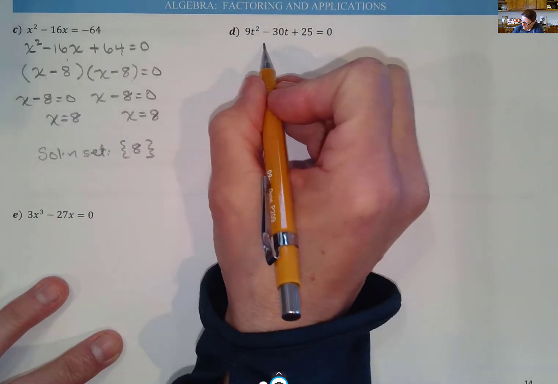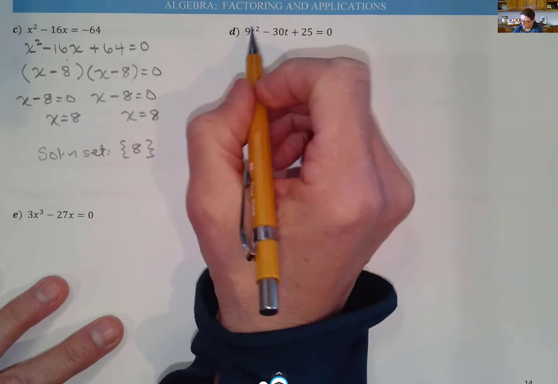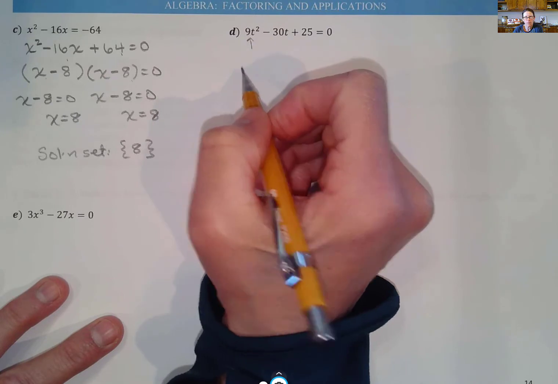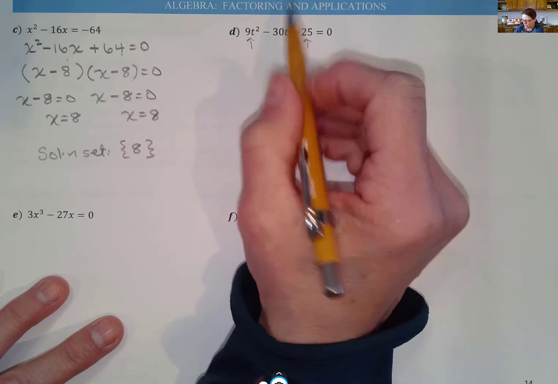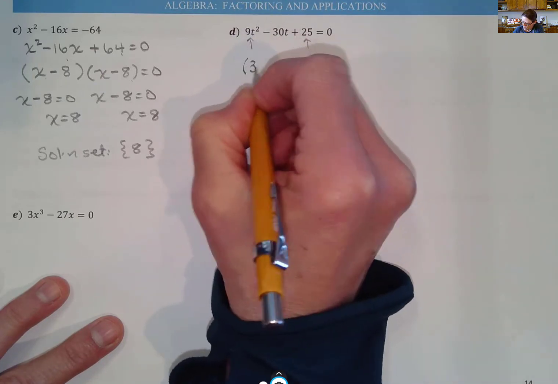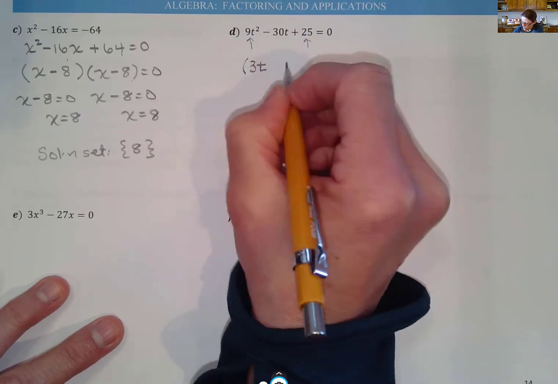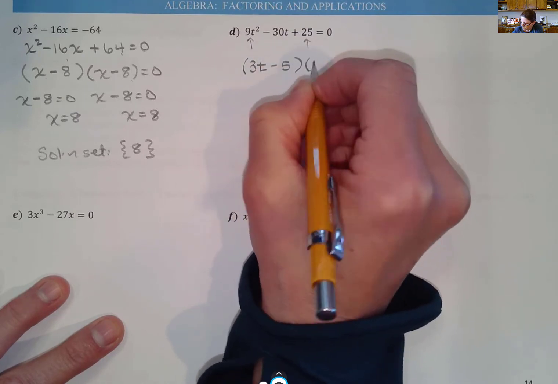Let's see, part D, that looks like it might be a perfect square trinomial as well, because the first term is a perfect square, our last term is a perfect square, and let's see if our middle term matches up here. So the first factorization that we should try is 3t minus 5 times itself.